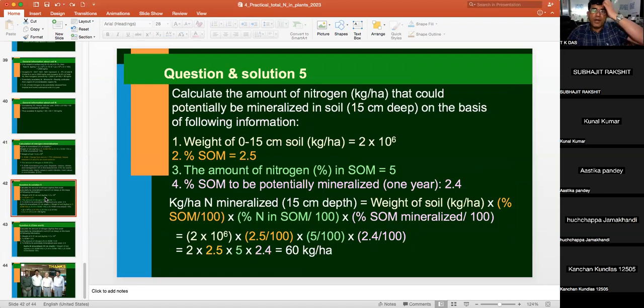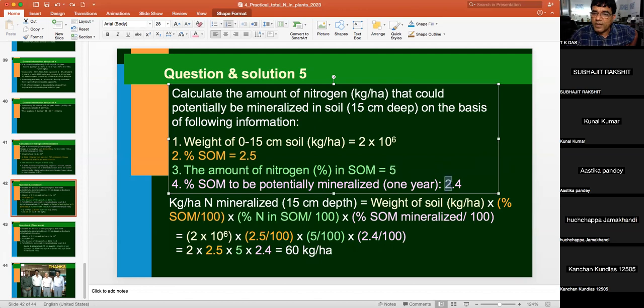Calculate the amount of nitrogen that could potentially be mineralized in soil on the basis of the following information. Weight of soil: 2 into 10 to the power 6. Second, the percentage soil organic matter; here 2.5% soil organic matter is given. The amount of nitrogen in soil organic matter is 5%. Percentage soil organic matter to be potentially mineralized in 1 year.